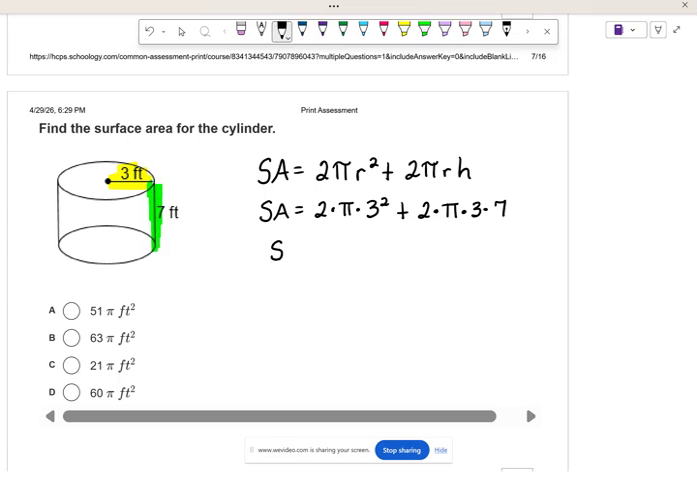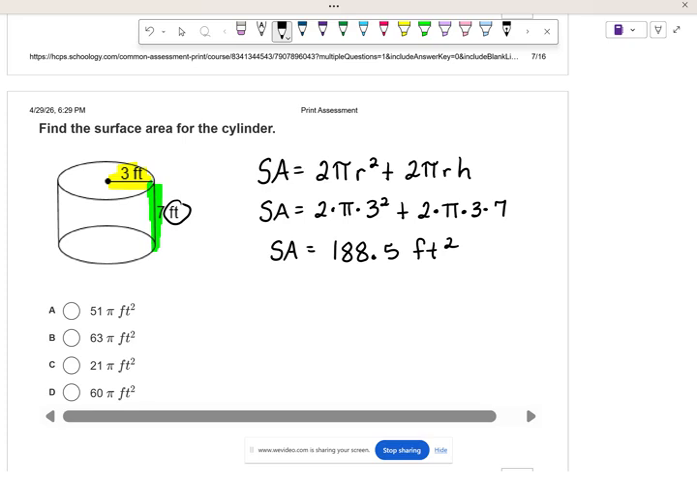All right, just carefully go type all this in Desmos. 2 times pi times 3 squared plus 2 times pi times 3 times 7. And I got 188.5. This was measured in feet. It's area, so that would be feet squared. All right, so let's see, which answer is that?